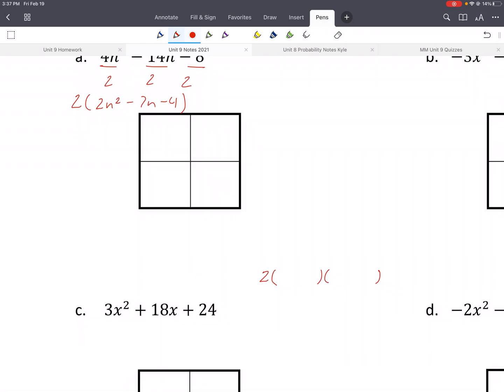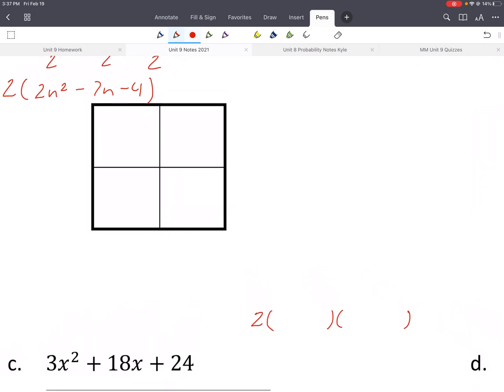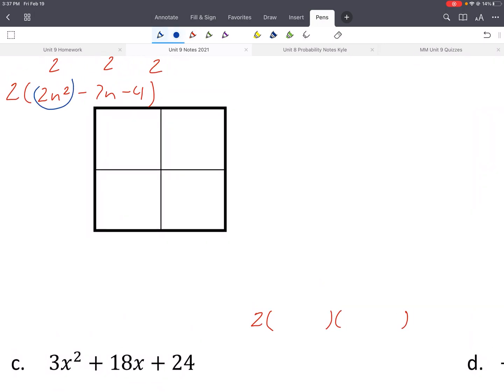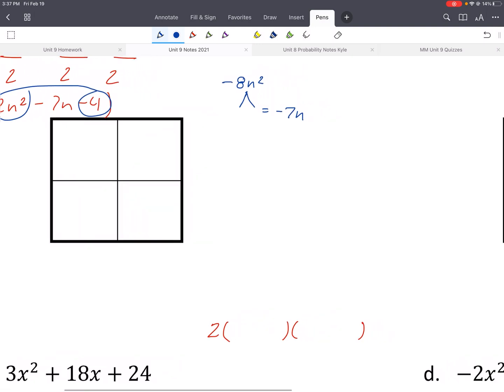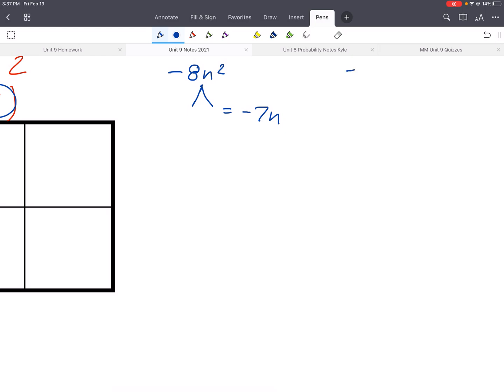We took out that 2, and now we have to find the 2 things that multiply and add. So we'll do glasses. That gives us a negative 8n squared, and adds to give us the negative 7n. So things that can multiply to give us 8 are 1 and 8, or 2 and 4. And it looks like 1 and 8 would make that work. You just make sure you check your signs. So we need to do a negative 8n and a positive 1n. That would give us the negative 7.